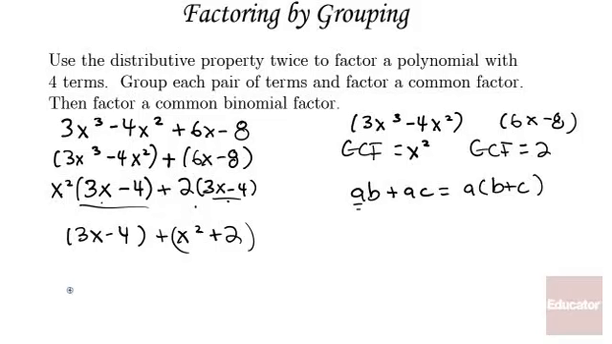Okay, so in order to factor a polynomial with 4 terms, the approach is to group the terms, the first 2 terms and the second 2 terms. Then factor a common factor from each pair. So I factor out x squared and I factor out 2. And then hopefully what you'll have left behind is a common binomial factor. Here it was 3x minus 4. Now I'm factoring that out, and I'm putting that in front. We usually put what was factored out first. So that's 3x minus 4 times x squared plus 2.